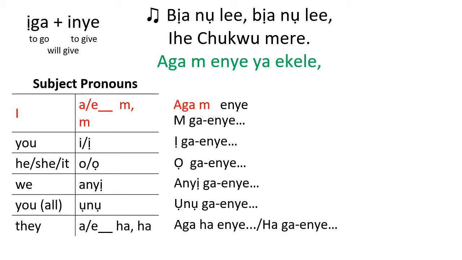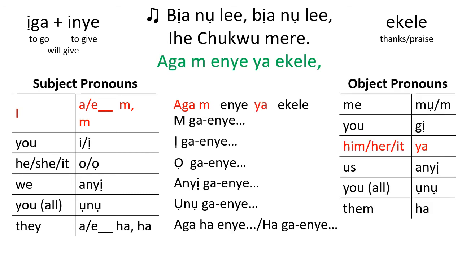Okay, back to aga m enye. Aga m enye ya ekele. Aga m enye gịnị? Aga m enye ekele. Ekele is thanks or praise. Nye onye ekele. Nye ya ekele. Ya, we know, is the pronoun him. Aga m enye ya ekele. I will give him thanks, or I will give him praise.